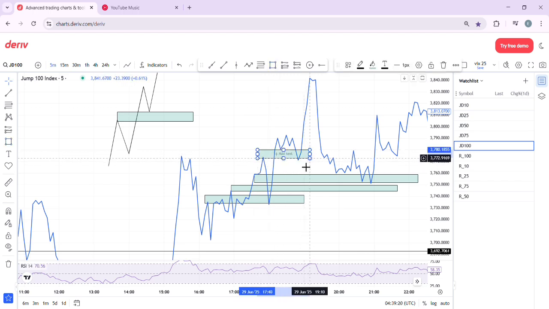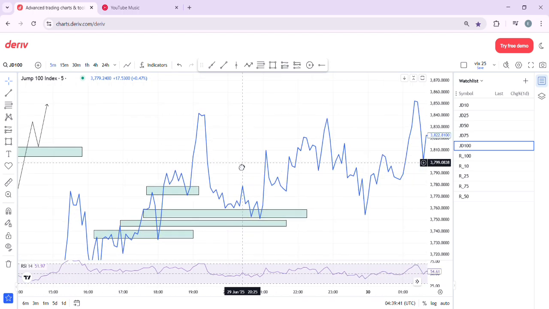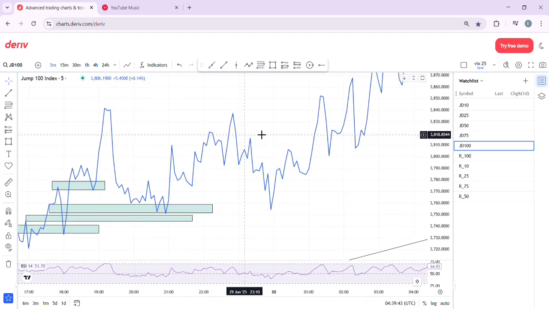Why? Because if you look at the RSI, this level right here shows that price is already above premium level, which means it's not safe to buy from this side. You want to buy when price is below all these areas here. There are tons of them.